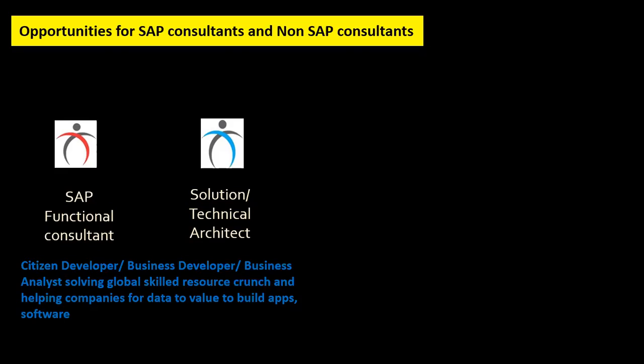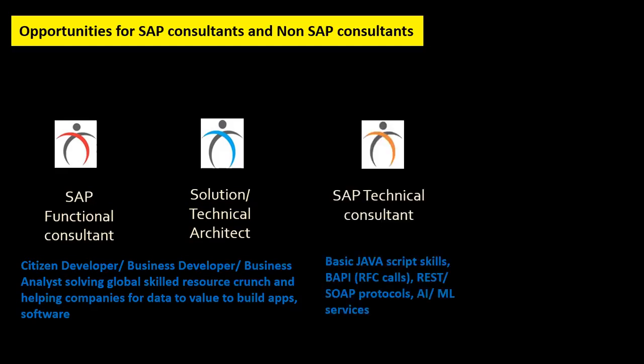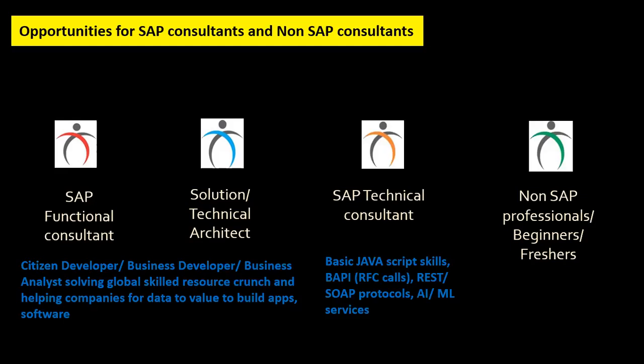But especially when we talk about who can get the opportunity to work on all these cutting-edge technologies, I have divided them into three different categories. Two categories are clubbed together: SAP functional consultants who are already into SAP functional modules, or those already working as a solution architect or enterprise architect. Then you can become a citizen developer.